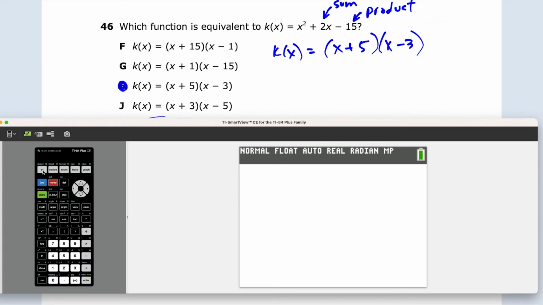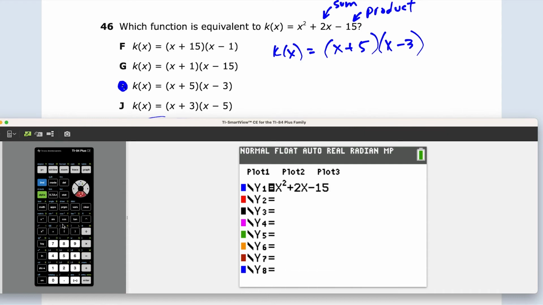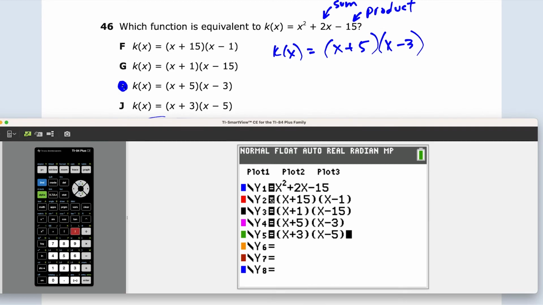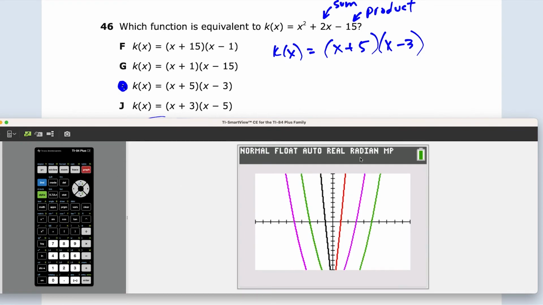But once again, we get a calculator for this test. So we could go to the y equals, we could type in the question, and we could type in all the answers. So now that we have everything typed in, remember the question here, x squared plus 2x minus 15, that's the original function, which we wrote in the blue row for y1. And the correct answer, x plus 5, x minus 3, is in pink. So the blue and the pink should overlap once we press graph. So we have the blue, and notice the blue and the pink overlapped here. So our answer is definitely good.